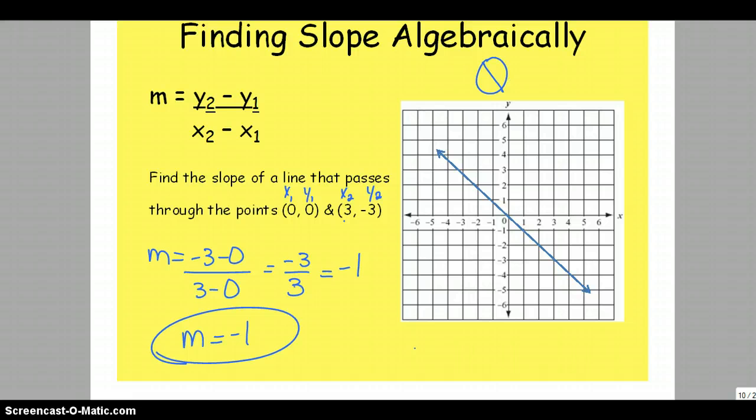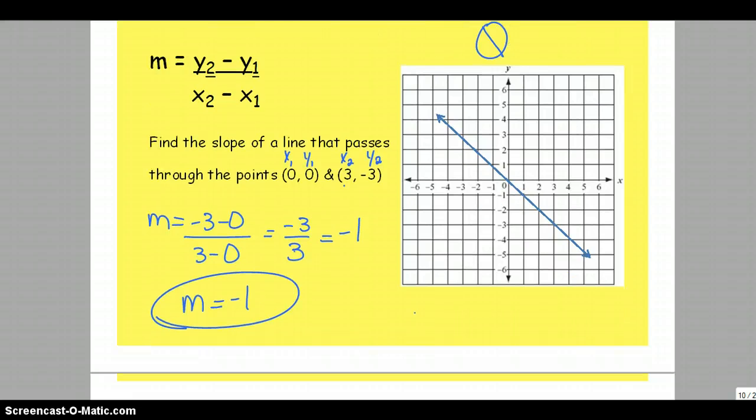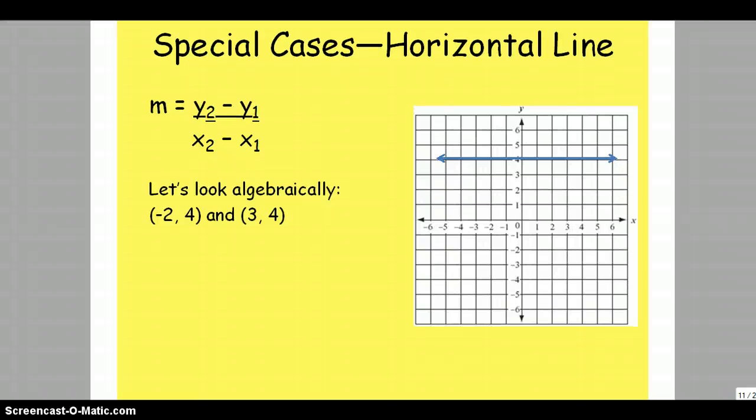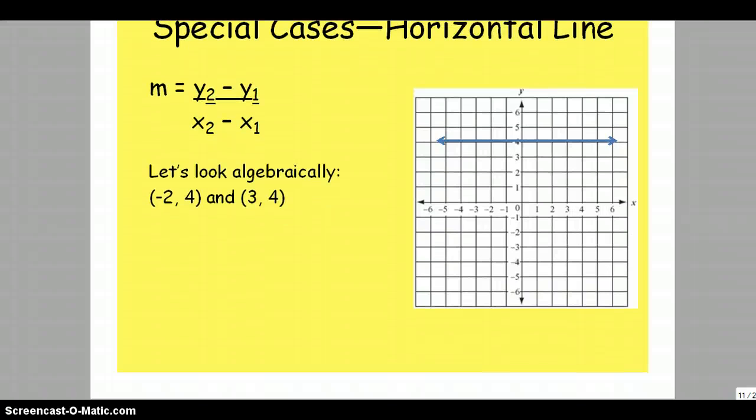So I'm confident with my answer once again. It's a great way to check for mistakes. You know, we do have some special cases. A horizontal line is one. So let's double check these points.